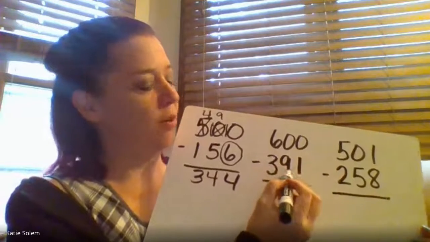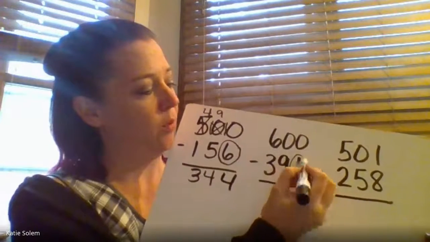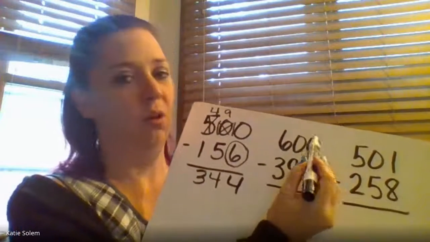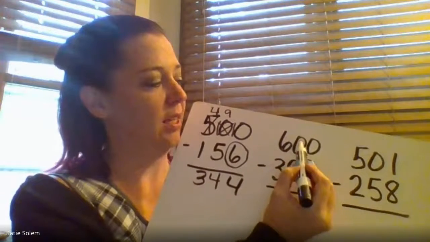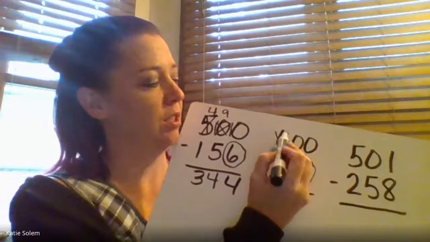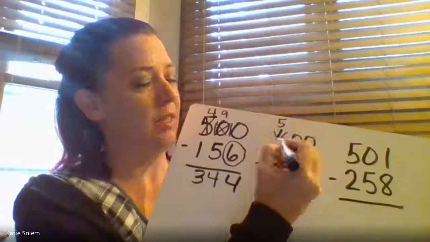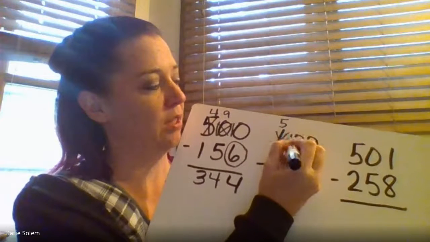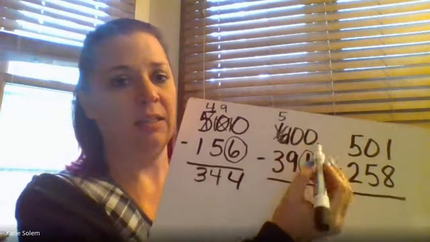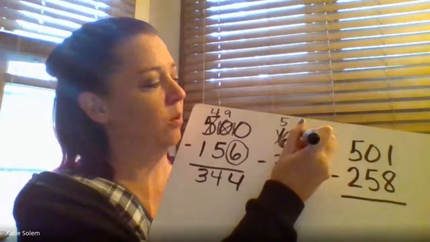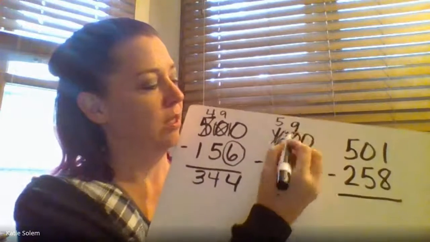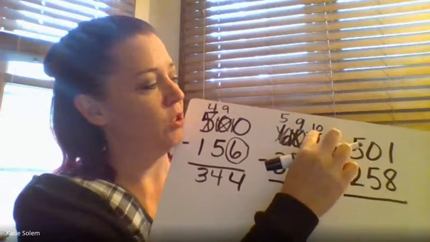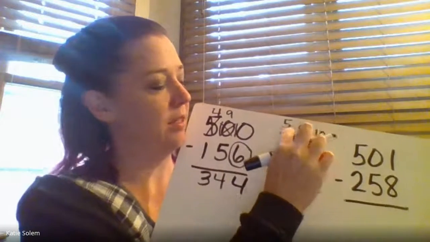600 minus 391. So right away again we see we cannot take 0 minus 1. So we have to borrow. But again, there's nothing in the tens, so we're going to go over to the hundreds first. That 600 is going to turn into a 500 because the extra 100 is going to go next door to the tens. So now we have 10 tens. So now they can borrow their 10 over to here. So we have 10 ones, 9 tens, and 5 hundreds.